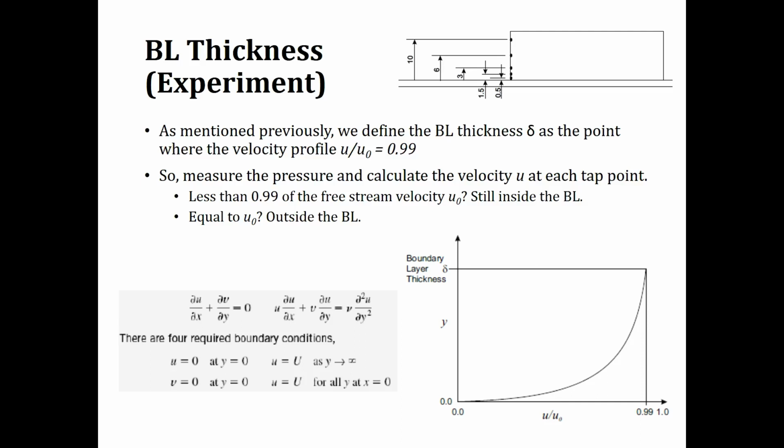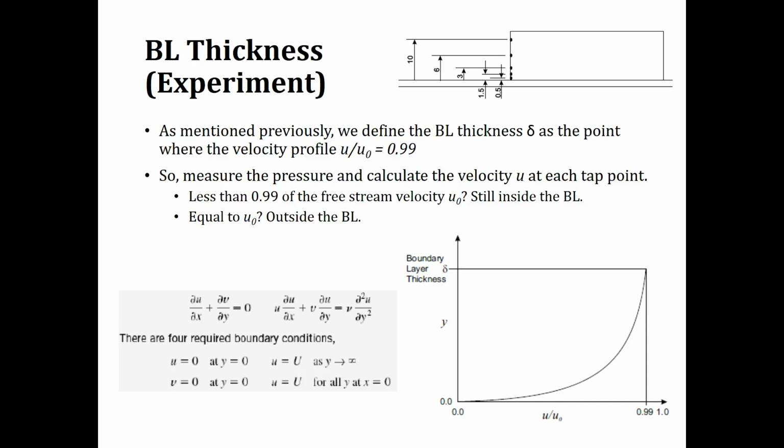Now remember, just because it's equal doesn't mean that is the edge of the boundary layer, because as soon as you get to the edge of the boundary layer, the velocity ratio is 1 all the way up. So you have to plot that on a curve and look for the point on that curve where it crosses the 0.99 threshold, and that gives you your height, y, of the boundary layer.